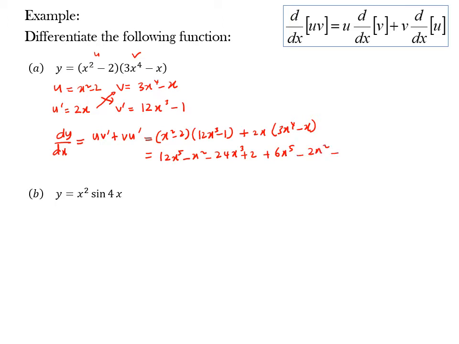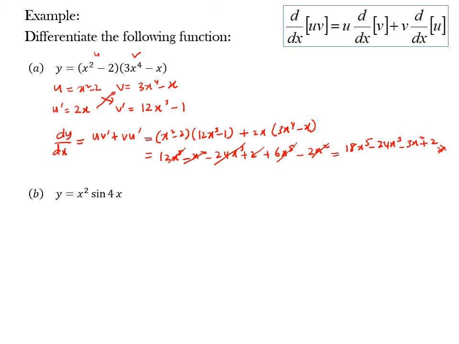So now you will simplify this. x^5 with x^5, so you get 18x^5. x^3, only one here, minus 24x^3. x^2 with x^2, so minus 3x squared, and then plus 2. So that's it. That's the answer for this derivative.